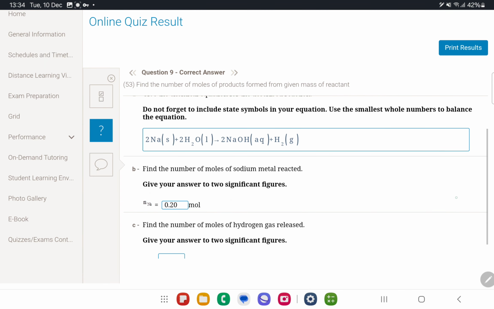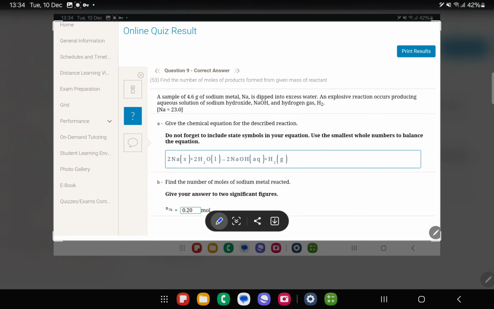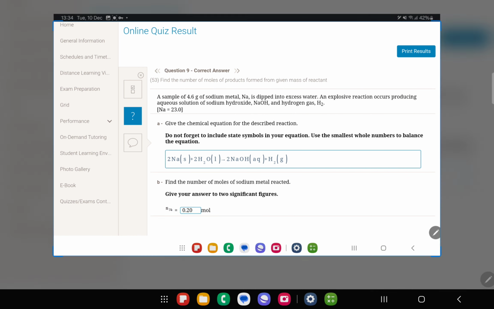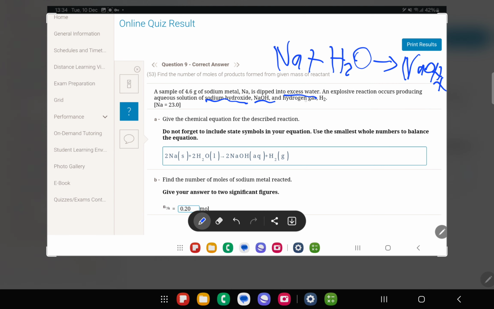Okay, for this one, the same thing, but this time they want us to balance the equation. And let's look at the question, of course, as always. We look at the given. We have sodium metal, Na, plus excess water, which is H2O, gives an explosive reaction producing an aqueous solution of sodium hydroxide, which is NaOH, plus H2.